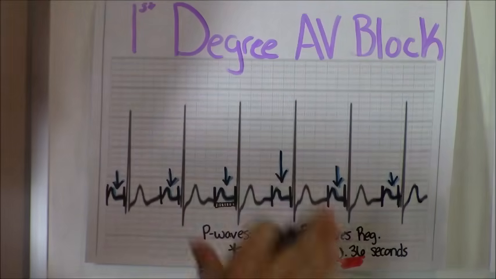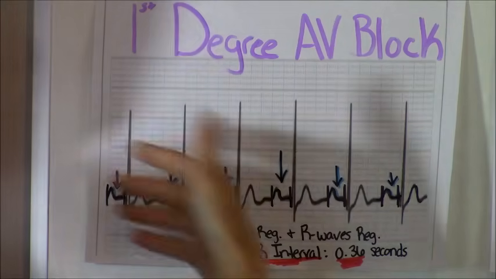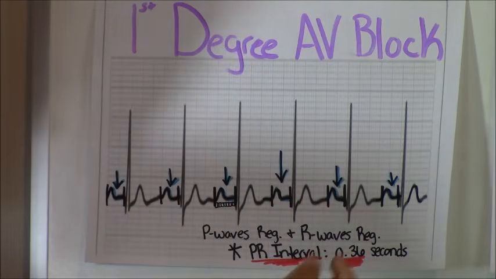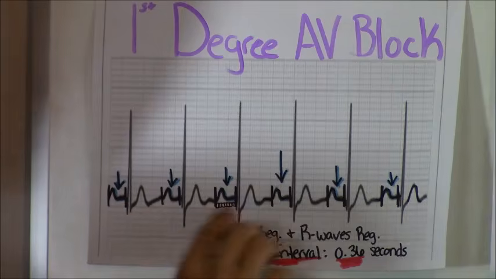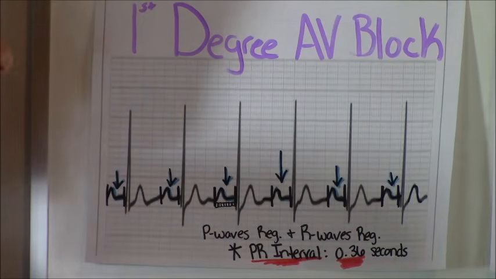The key with remembering your first degree AV heart block is everything's going to look normal. You're going to have QRS complexes, you're going to have P waves, they're going to be beautiful together, but the little underlying thing is that your PR interval is going to be long, and they're all going to measure the same in width. Okay, now let's go over second degree type 2, also known as a Wenckebach.